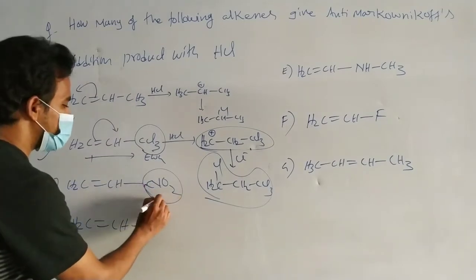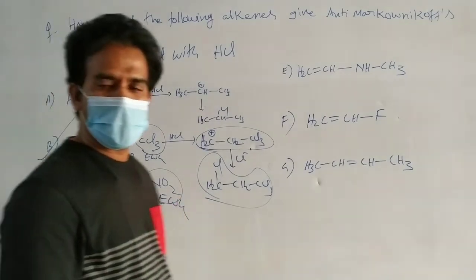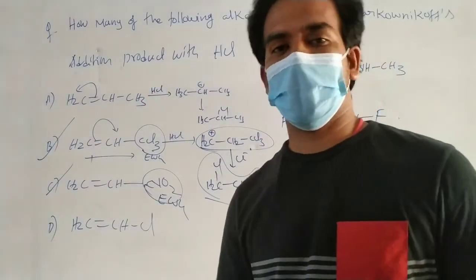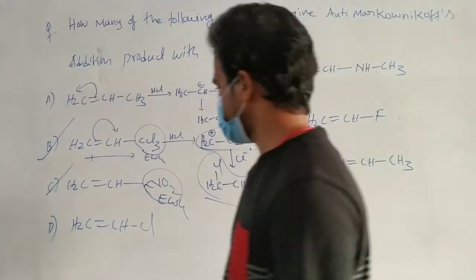Now this NO2 is also an electron withdrawing group. This one also follows an anti-Markovnikov addition with HCl, not even in the presence of peroxide, just with the HCl.